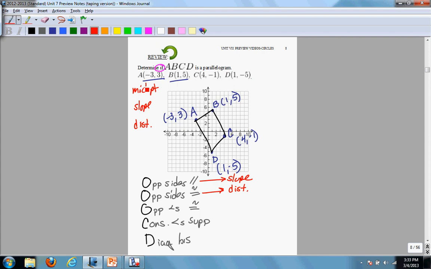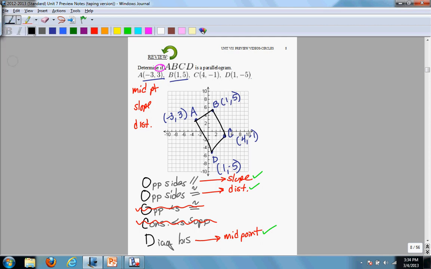Opposite angles congruent, we really can't use any one of those, so we're not going to touch that. Consecutive angles supplementary, we can't use midpoint, slope, or distance for that. Diagonals bisect, that means they go through each other's midpoint. So the goal mathematically is to use either slope, distance, or midpoint to test to see if it's a parallelogram. I'm going to go ahead and use slope this time.